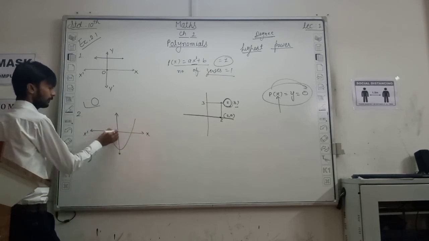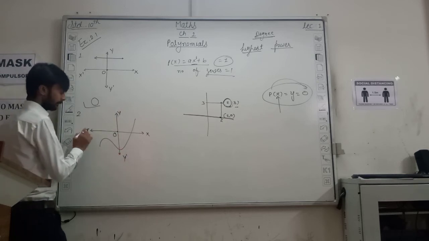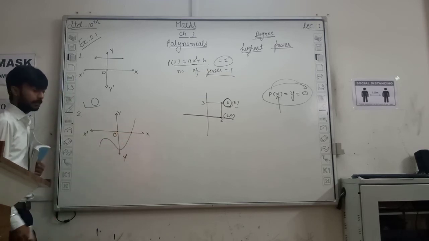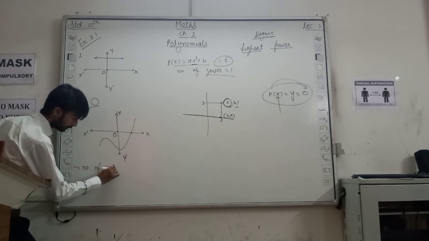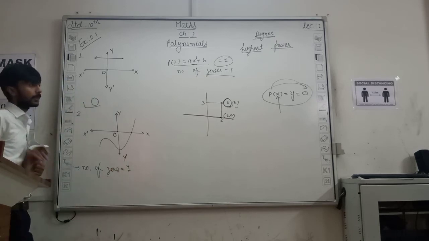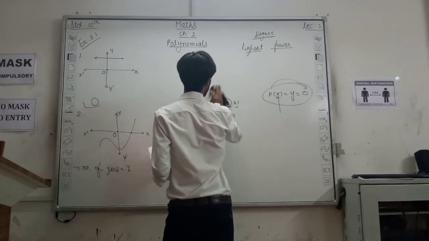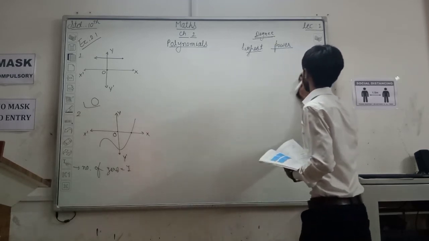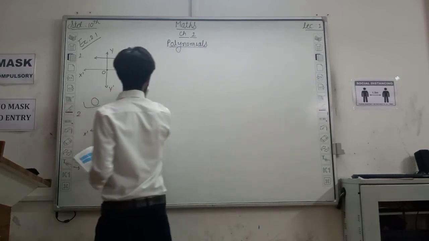Positive, negative, origin, positive y, negative y, right? So you can see there is only one point intersecting x axis. Okay, so number of zeros equals to 1. Okay, understood? Now, number 3.